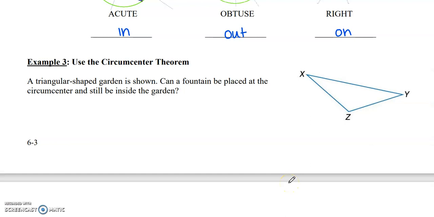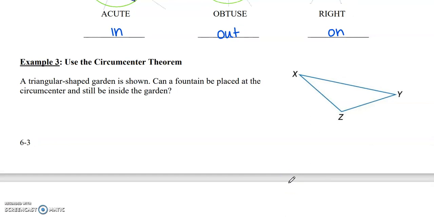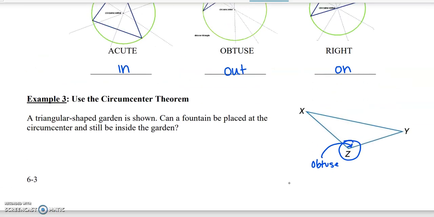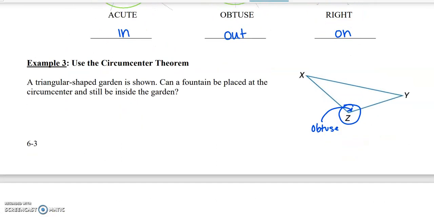Can the fountain be placed inside of this triangle? Well, we need to know what kind of triangle it is. So this angle right here is not right. It's not acute. It would be obtuse, right? So if it's obtuse, the circumcenter would have to be outside of the triangle.